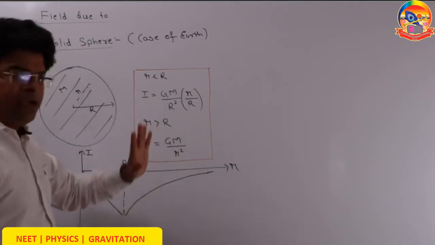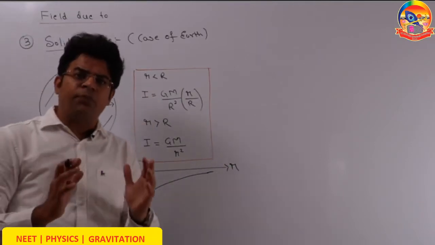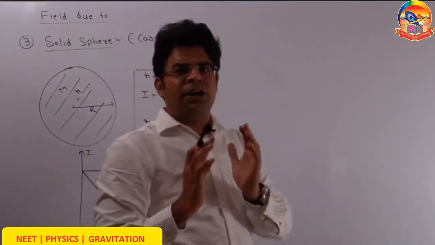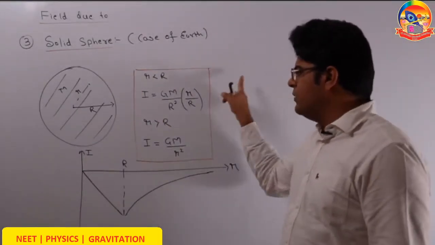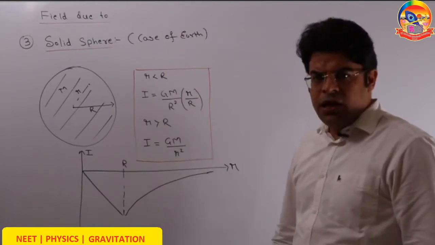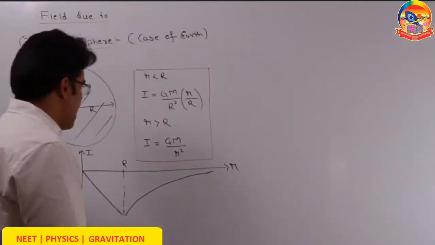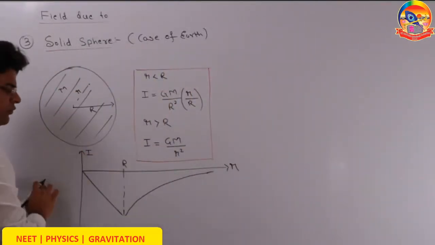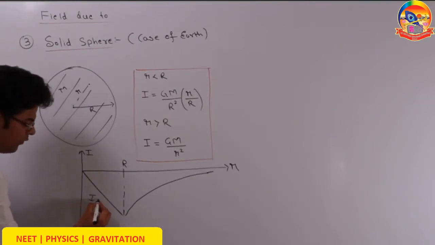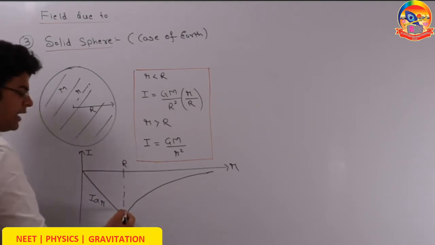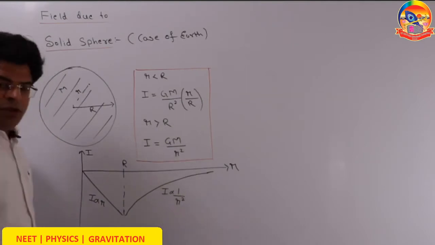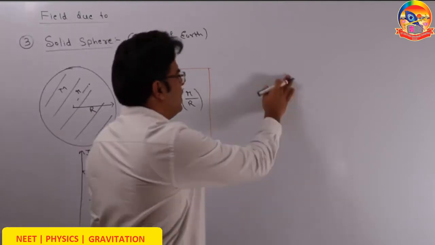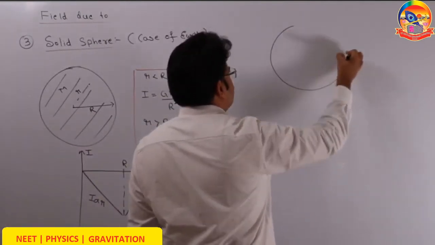For outside point, it is still good. For outside point, we can still assume the entire mass to be placed at the center. So field for outside point comes out to be GM by r square. If we plot the graph, as we go from center to surface, the field linearly increases. Inside the solid sphere, the field is proportional to r, and outside it, the field is proportional to 1 by r square.